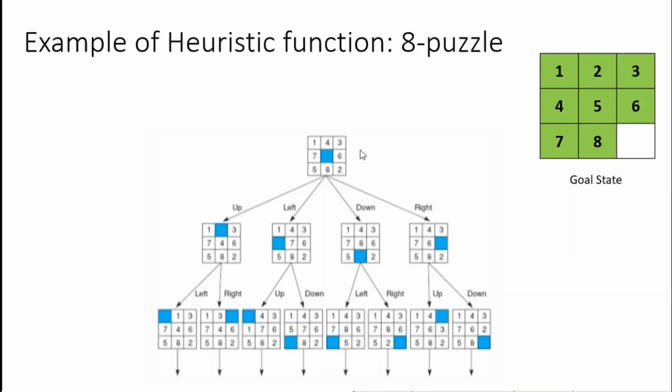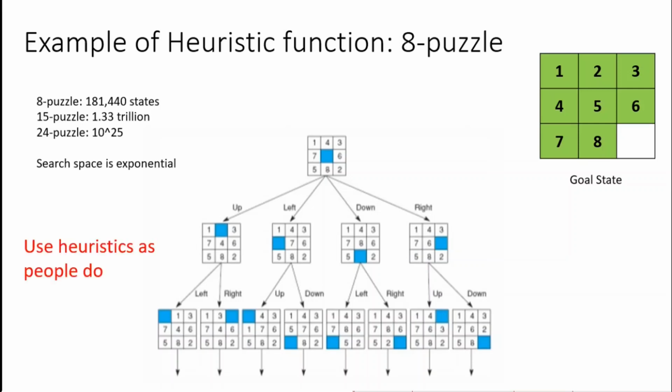If you try to solve this problem with breadth first search, depth first search, or uniform cost search, let's say, we have to draw this search tree, and in that search tree for 8 puzzle there will be around 181,000 states. If it is 15 puzzle, there will be 1.33 trillion. If it is 24 puzzle, then 10 to the power 25, it is more than the atoms in the universe. So it is almost impossible to solve such problems. Then what are we going to do? We are going to use heuristics as people do.